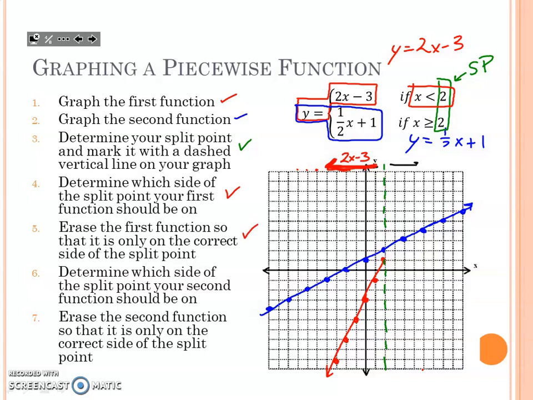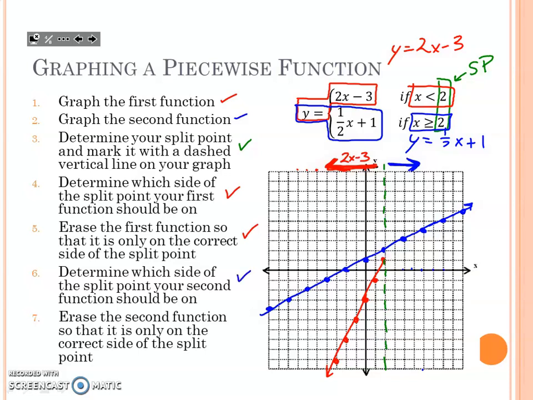Okay. Number 6 says determine which side of the split point your second function should be on. Well, I will tell you guys this. If you have determined that your left side is the red side, then your blue side cannot be on the left side. Your blue has to be opposite. Once you know that one's on one side, the other one has to be on the other. But it makes sense that our blue would be on the right because our blue says that x needs to be greater than or equal to 2. So if I'm looking at numbers, 4 is over here, 5, 6, 7, 8. All of those numbers are greater than 2, so my blue function would be on my right side.